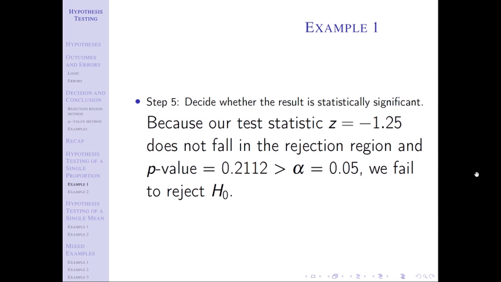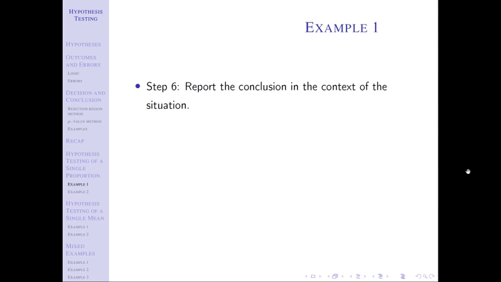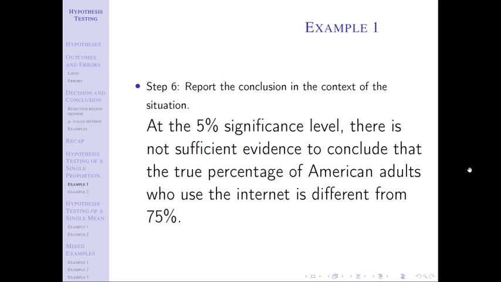And because we have failed to reject the null hypothesis, what does that mean about the alternative? Again, you can say it one of two ways. You can say there is not sufficient evidence to conclude the alternative, or you can say we cannot conclude the alternative. Either one's fine. So I'm going to close the problem off with: at the 5% significance level, there is not sufficient evidence to conclude that the true percentage of American adults who use the internet is different from 75%. And this is what we talked about last time.